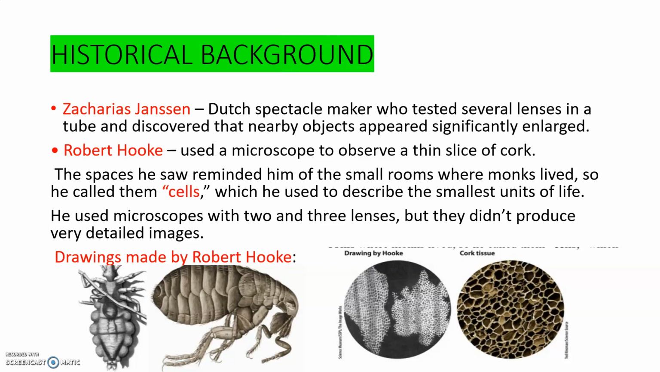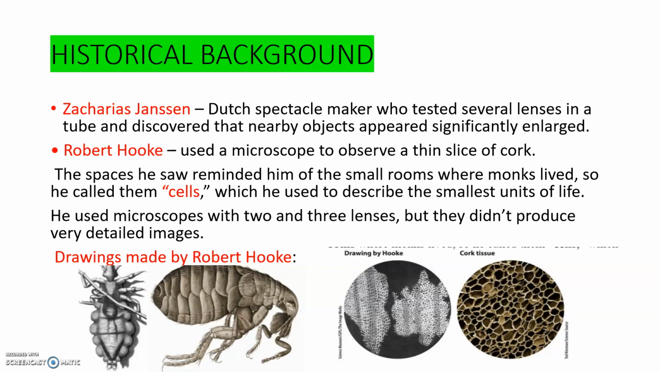The second person, in 1620, is Christian Huygens. He was another Dutchman and he developed a simple two-lens ocular system that was later chromatically corrected. So the second scientist mentioned is Christian Huygens in 1620. He was a Dutchman and he developed a simple two-lens ocular system.